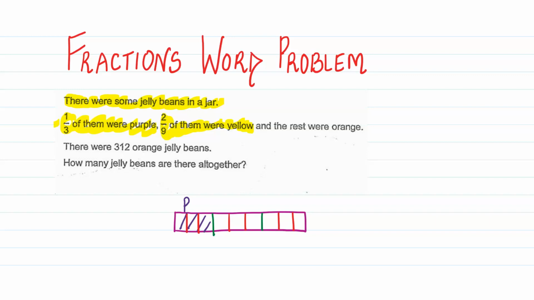So 1, 2, 3, 4, 5, 6, 7, 8, 9. So we have now 9 parts. And we have to show that 2 9ths are yellow. So let's shade 2 of them to show that they are yellow. So we are shading these 2. So these 2 parts are representing yellow. So 2 9ths are yellow now. And the rest were orange. Okay. So the rest of the parts we can show that these are orange. Okay, let's read the next part of the problem.